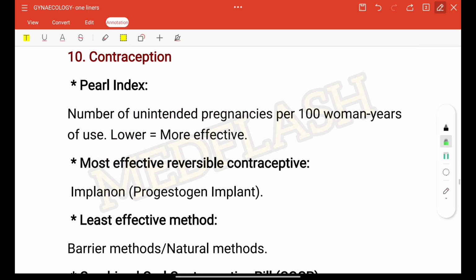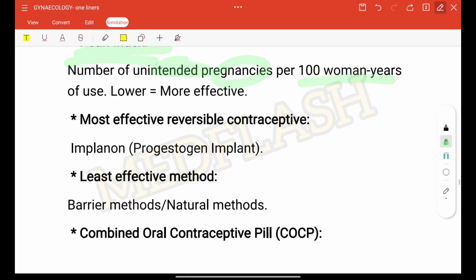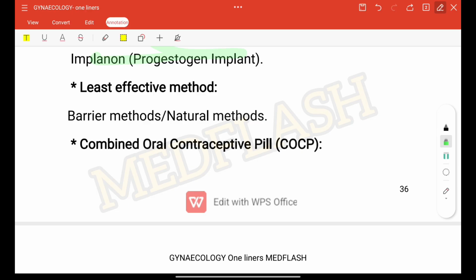Contraception. Pearl index. What is meant by Pearl index? Number of unintended pregnancies per 100 woman-years of use. Most effective reversible contraceptive is Implanon. Least effective method is barrier method or natural methods.